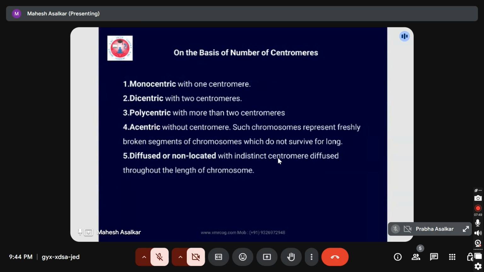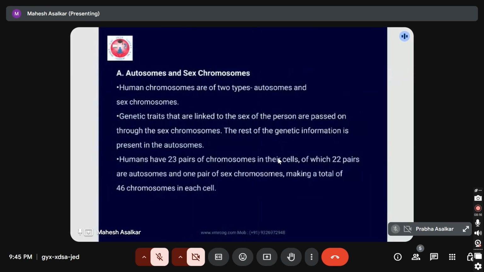Then on the basis of the number of centromeres: monocentric, which has only one centromere; dicentric, which has two centromeres; polycentric, with more than two centromeres. Then acentric, without any centromere. Such chromosomes represent freshly broken segments of chromosomes which do not survive for long. Then fifth is diffused or non-localized, with an indistinct centromere diffused throughout the length of the chromosome. Okay, so these are the types of chromosomes.